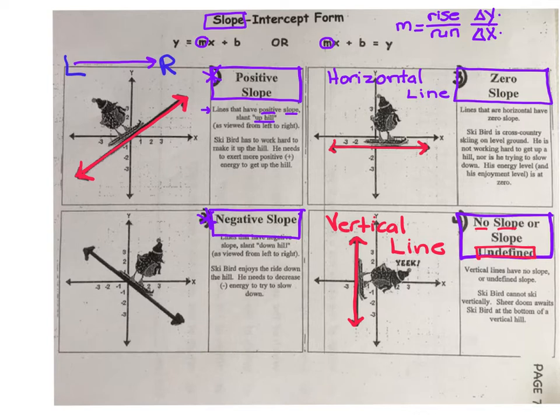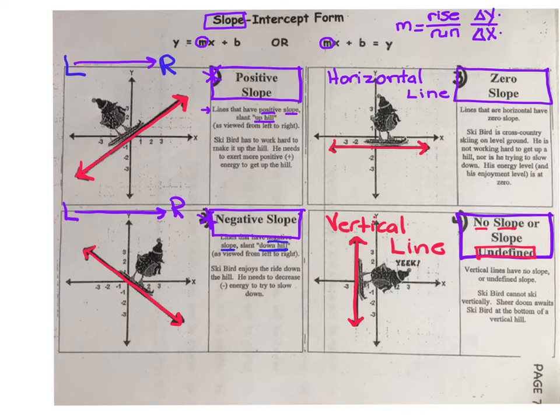Let's go to number 2, negative slope. In this case, we can see moving left to right. Once again, we're going to look at the coordinate plane with our eyes moving left to right. We can see that this line goes downhill. And as we read, it states, lines that have a negative slope slant downhill as we view them from left to right. Ski-Bird in this case is moving downhill.